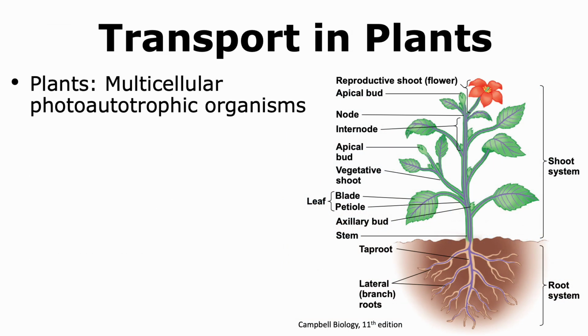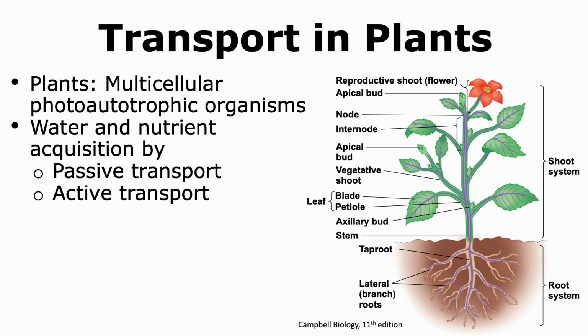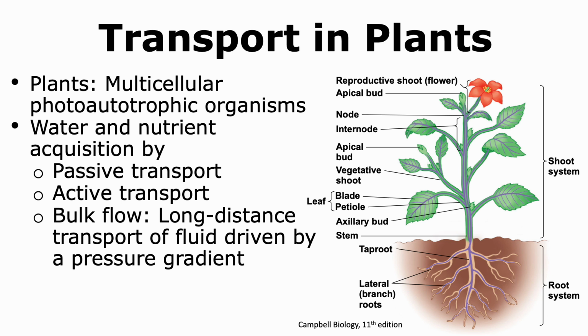Plants are examples of multicellular organisms that are photoautotrophs. They are able to acquire water and nutrients by different mechanisms. This includes passive transport and active transport, which is normally used by the cells of the plant. We also observe the phenomenon of bulk flow, which is observed in the entire organism.